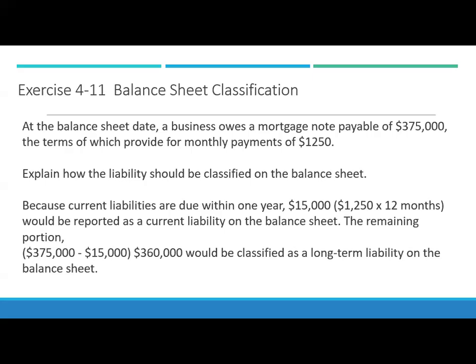Also, I think it's important to note that this is a bit of an oversimplification because only the principal payments would be disclosed as a current liability. When there's a mortgage, or really with any loan, there's the interest portion of the payment and the principal portion of the payment. And so only the principal payments are considered short-term current liabilities because the interest portion has not been an expense yet.